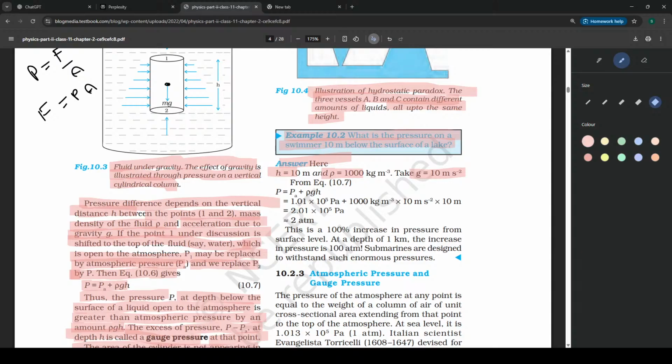P is equal to Pa plus rho gh because the lake is exposed to the atmosphere. Substituting the values, we will get 2 atm. There is a 100% increase in pressure from surface level at a depth of 1 kilometer. The increase in pressure is 100 atm. Submarines are designed to withstand such enormous pressures.